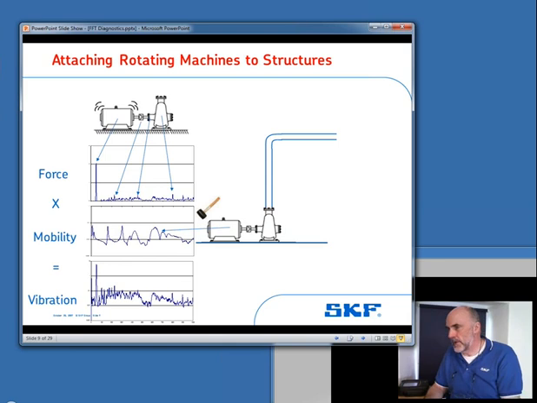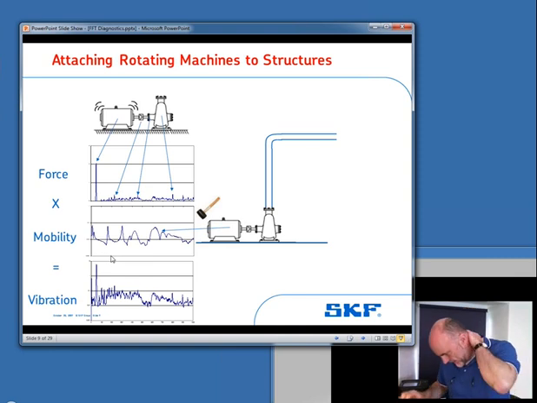So one simple test that you can do is to stop the machine and do a bump test, which we will do. You do your bump test, and what you don't want is these sharp peaks to coincide with your running speed. If they do, you're in trouble.